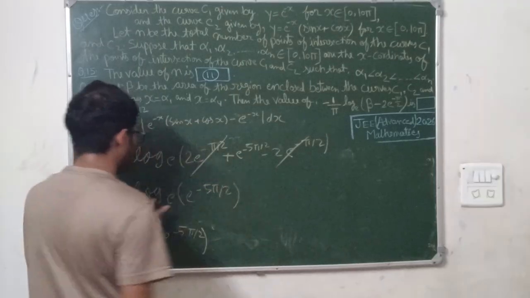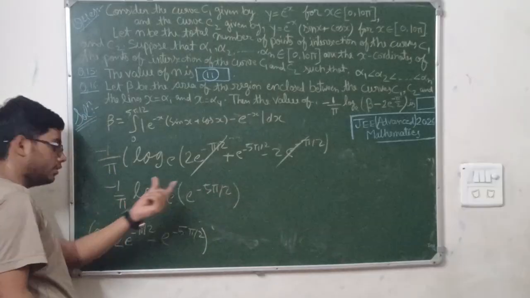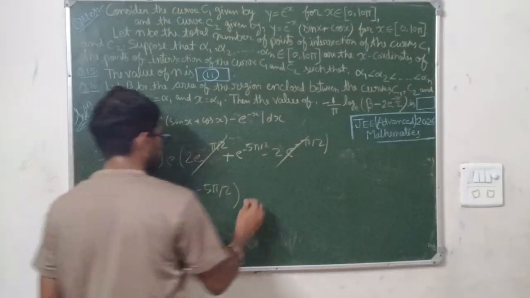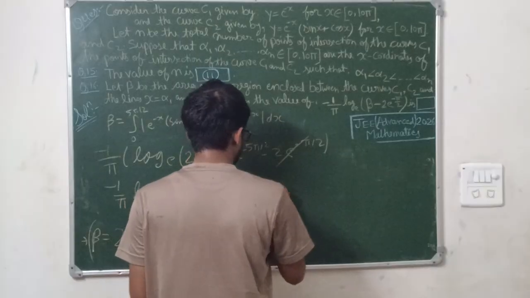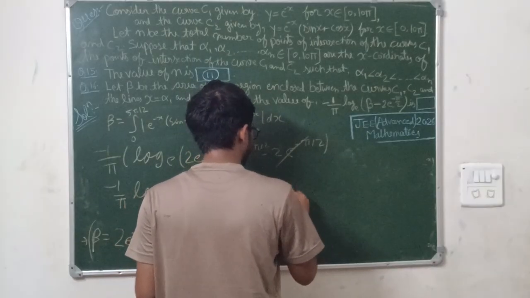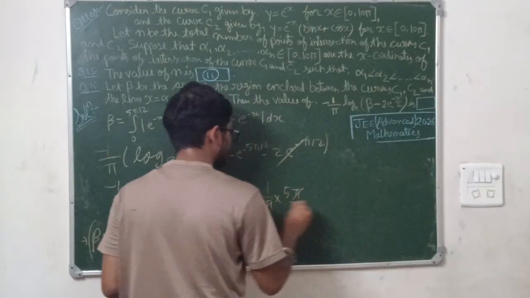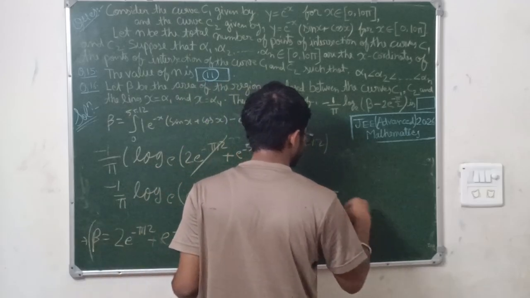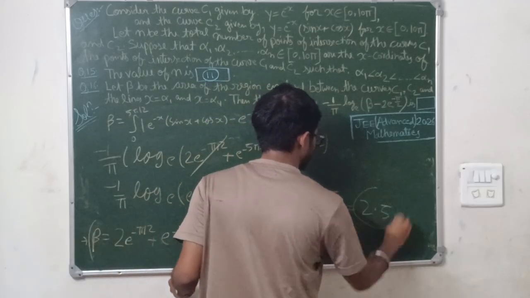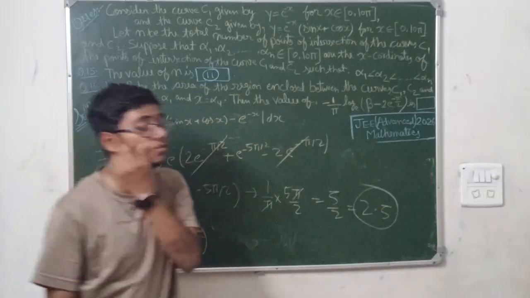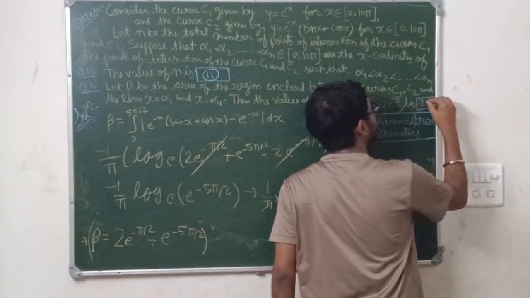Okay, applying the simple log property, this will come in the front and log to the base e is 1, and minus minus plus, and 1 by pi into 5 pi by 2. So pi cancel, 5 by 2 means 2.5. Final answer is 2.5. For next part the answer is 2.5.